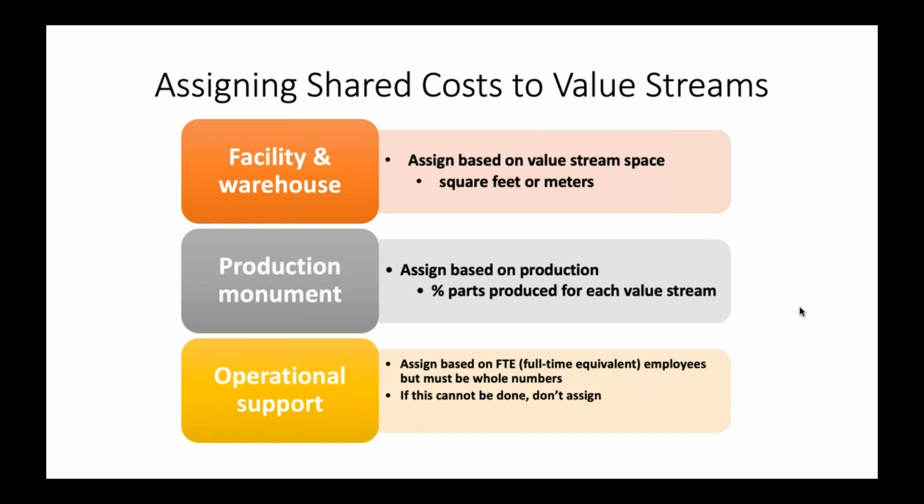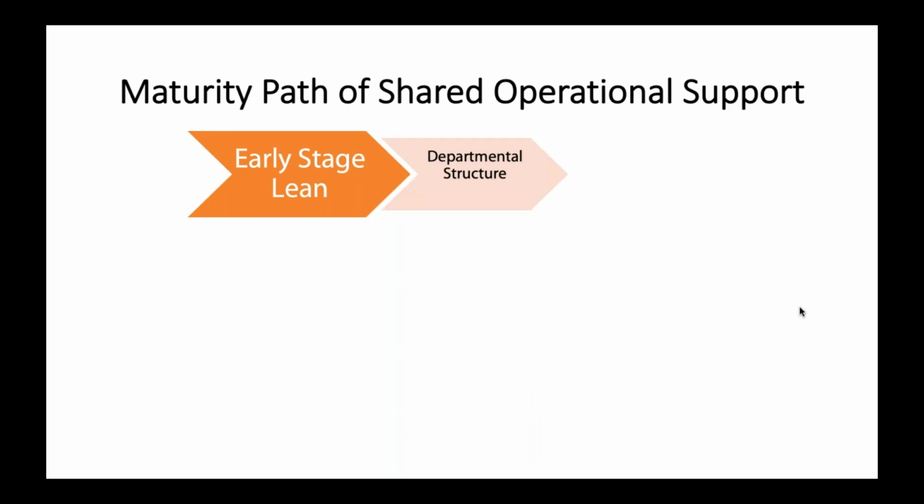You can do facilities, you can do monuments. The operational support, I've seen that because it's related to people and activities, that's where in the early stages of lean, it might be difficult to do. Don't let that hold you up from doing value stream costing. The good news is that shared operational support measures can change over time. In the early stage of lean, you have a departmental structure. So you have the shared costs, which you can assign to value streams in some simple way.